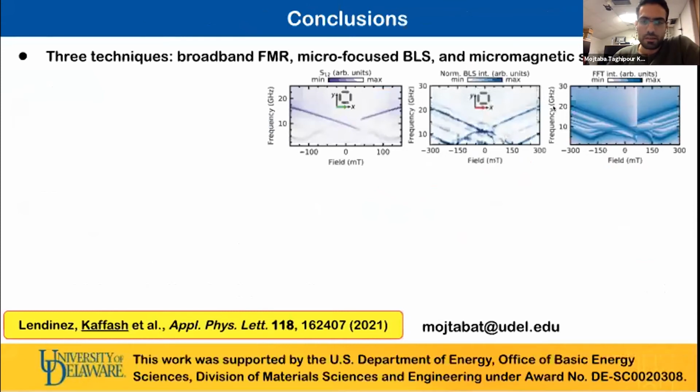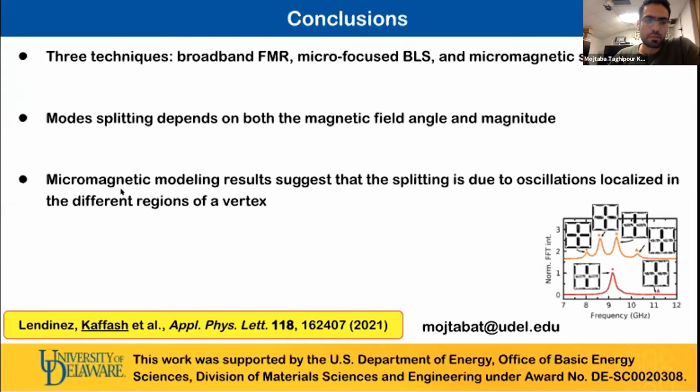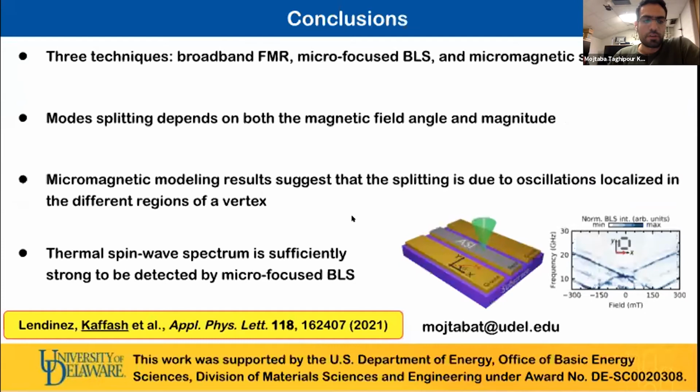To summarize, we showed three complementary techniques: broadband FMR, microfocus BLS, and micromagnetic simulations. We showed that the mode splitting depends on both magnetic field angle and amplitude. The micromagnetic modeling results suggest that the splitting is due to oscillations localized in different regions of a vertex of our square artificial spin ice. And finally, we showed that the thermal spin wave spectrum is sufficiently strong to be detected by microfocus BLS.